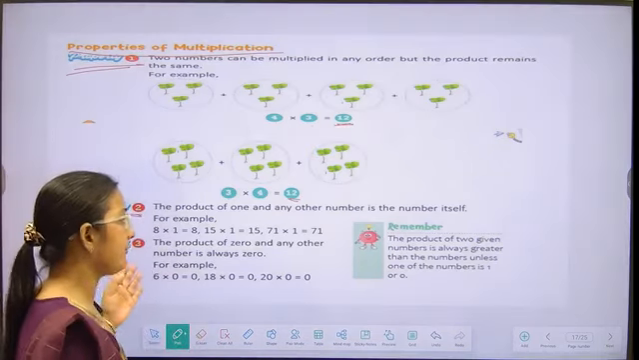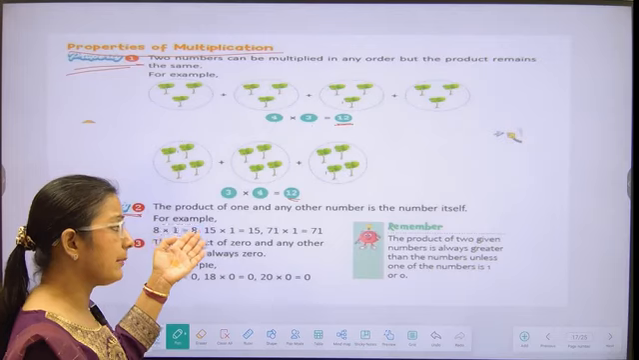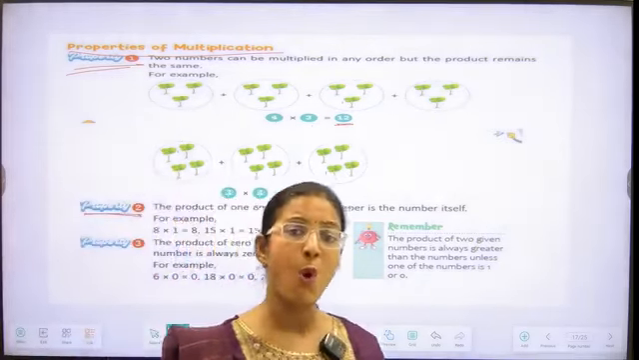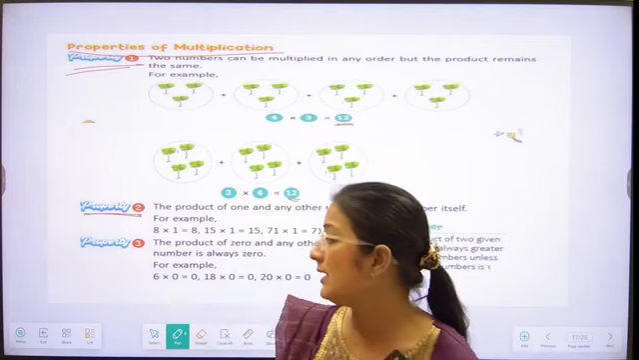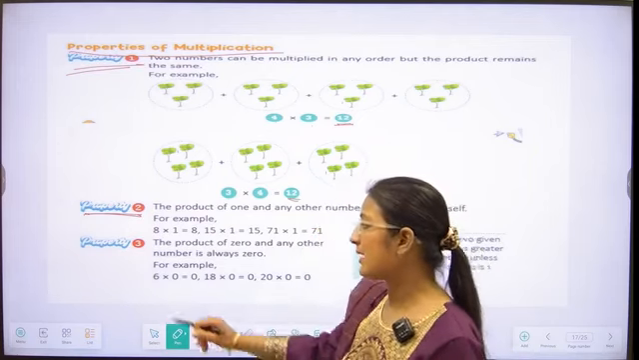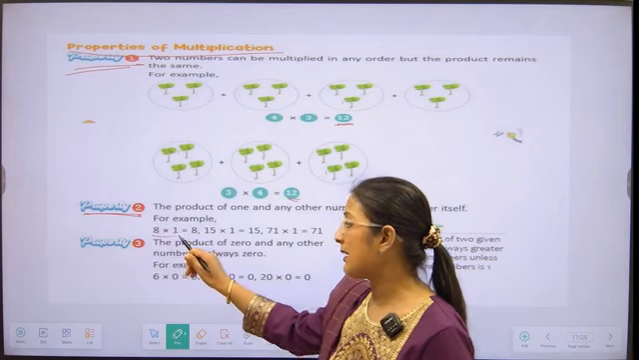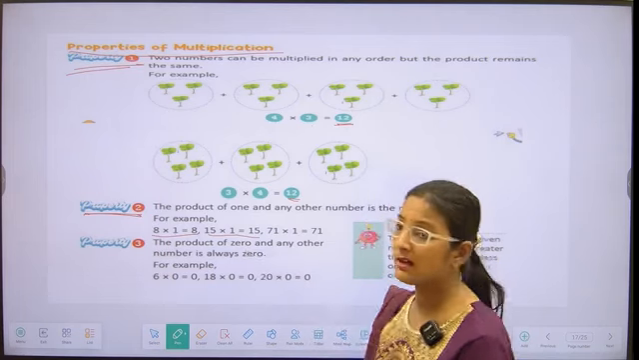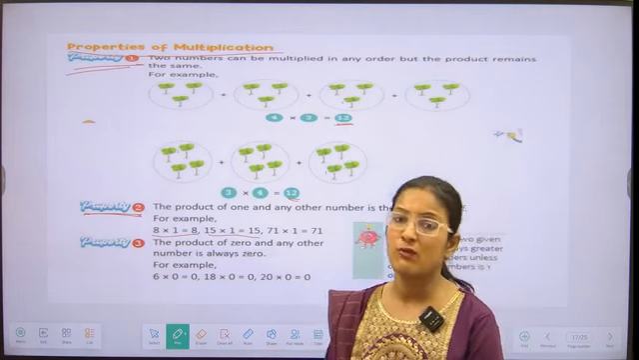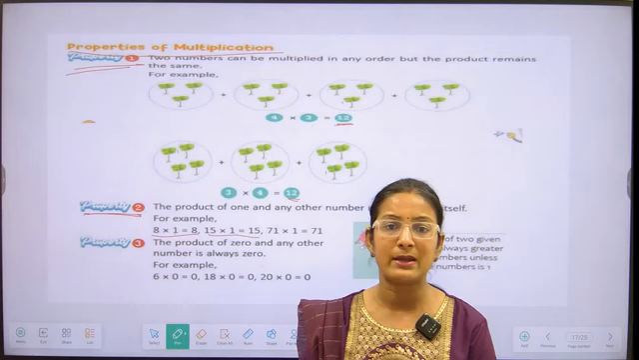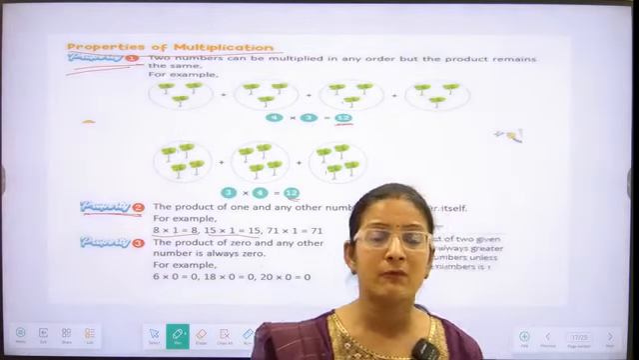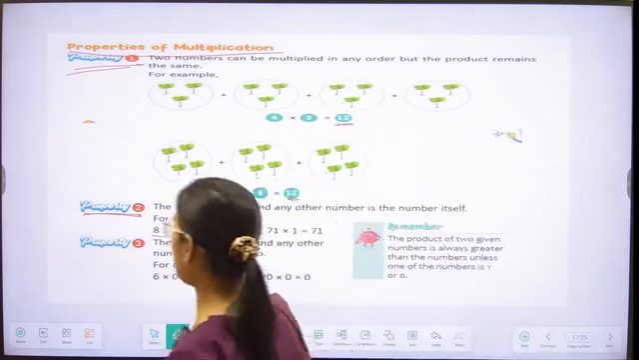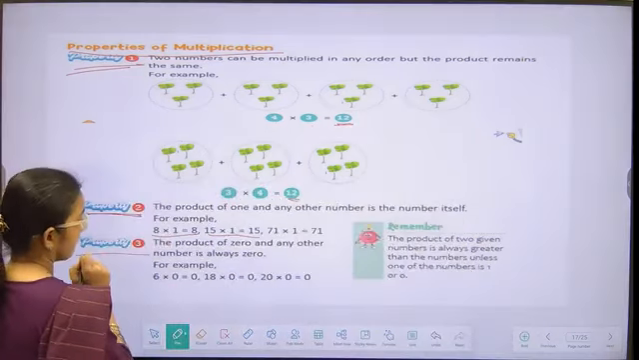In the next property, what we have seen is that if I multiply any number by 1, then the product is always the number itself. Let's see one example. If I multiply 8 by 1, I get 8. If I multiply 15 by 1, I get 15, students. So what we have seen is that if we multiply any number by 1, the product will be the number itself. Moving to the next property, property 3.